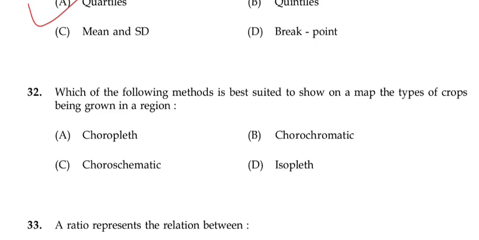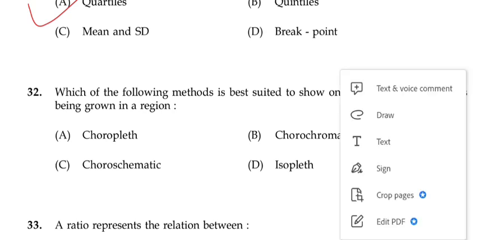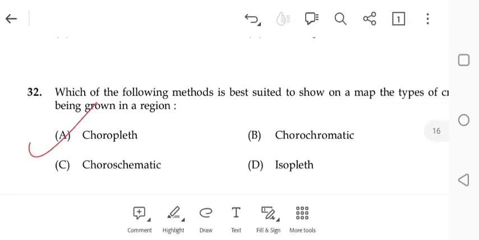32 says, which of the following methods is best suited to show on a map the types of crops being grown in a region? Choropleth, chorochromatic, choroschematic, isopleth. Sorry for the pronunciation. 32, correct answer will be chorochromatic.